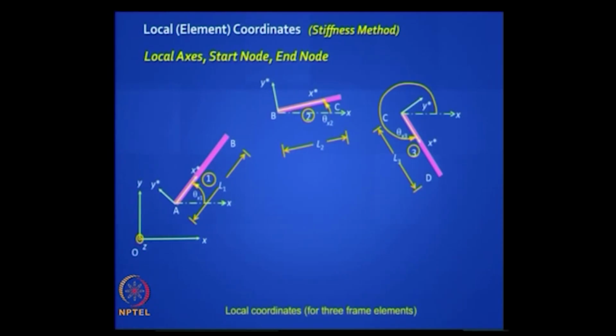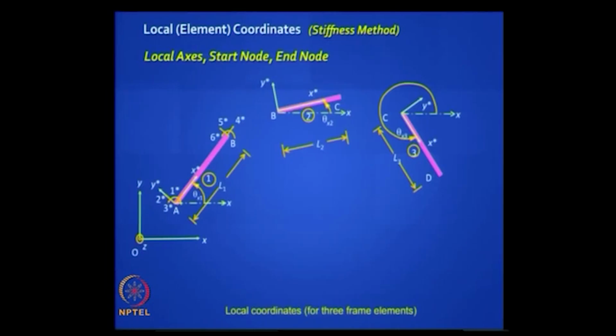So is this clear to you? Now what is the next thing we need to do? We need to again bring in degrees of freedom. How many degrees of freedom do you have at any joint, any node? 3. So can we choose it this way: 1 star, 2 star, 3 star, 4 star, 5 star, 6 star. You agree that these are independent, so I have 6 degrees of freedom for a plane frame element.